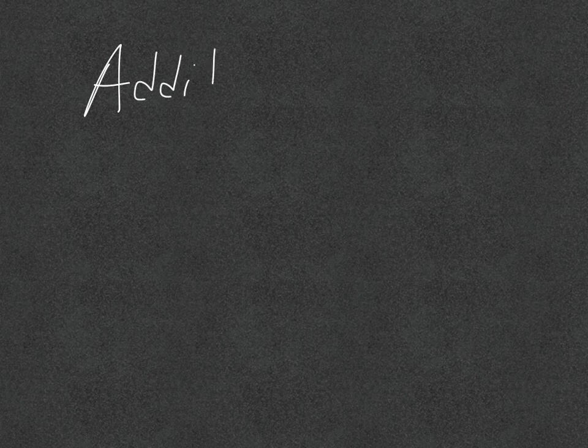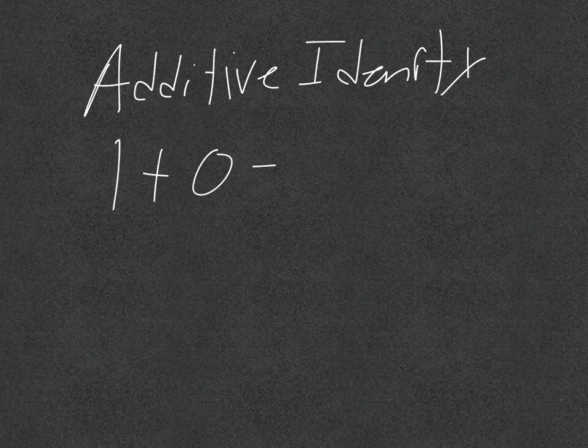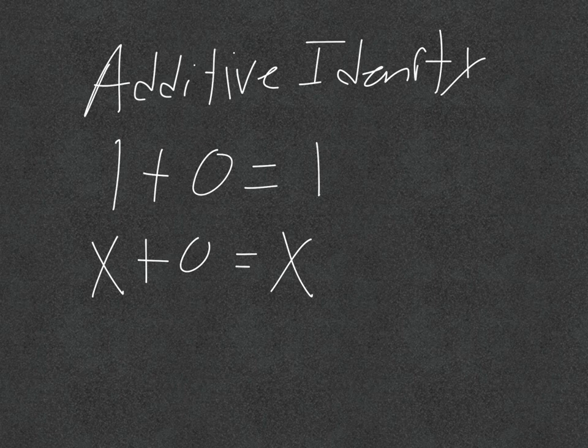There are a few more properties we need to think about. The first is the additive identity. And that just means that anything added to 0 is itself. So like 1 plus 0 equals 1, right? X plus 0 equals x. If we add 0 to anything, it equals itself. And this is important when we start solving equations, okay? So this one, additive identity.